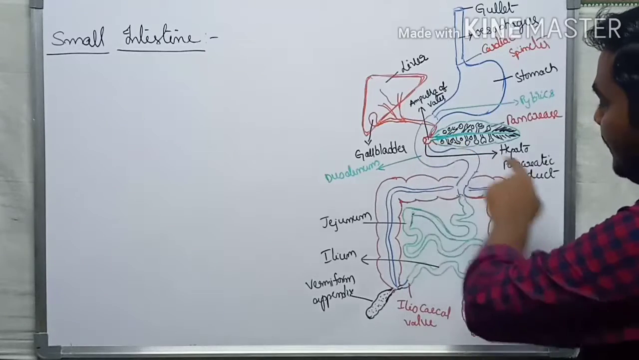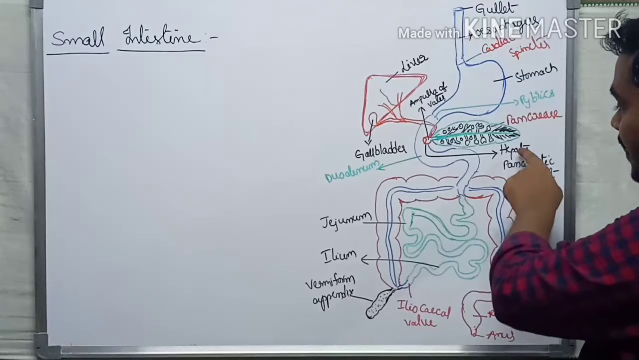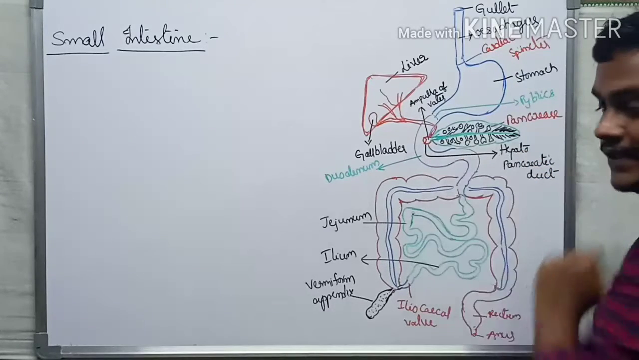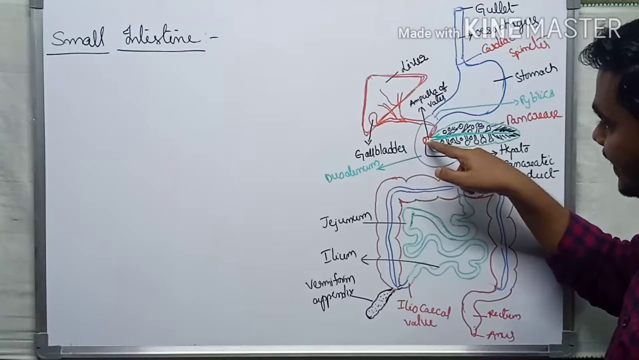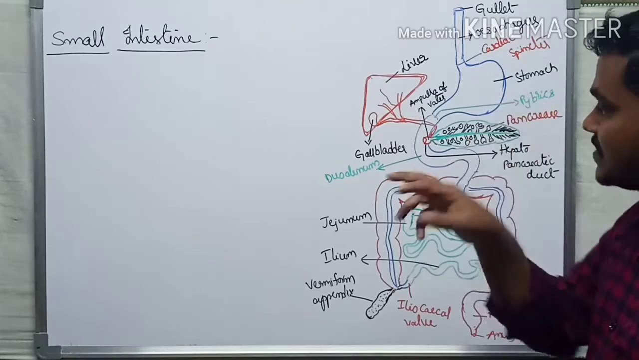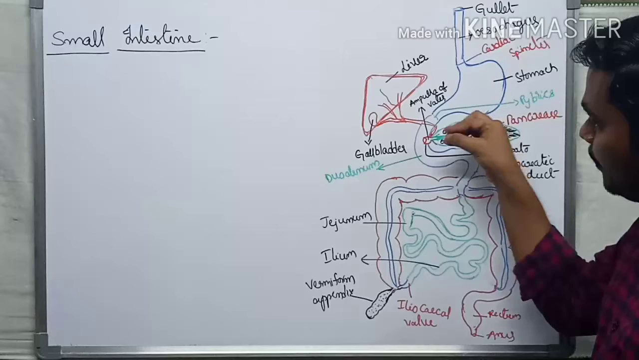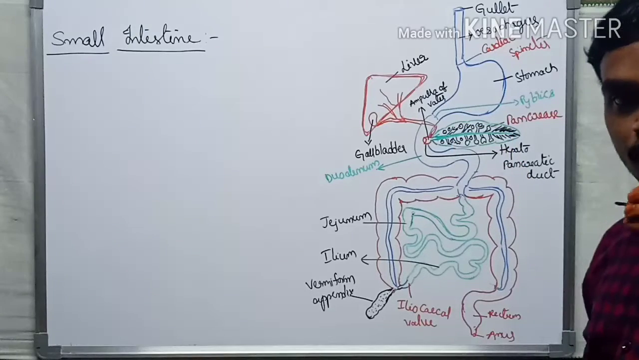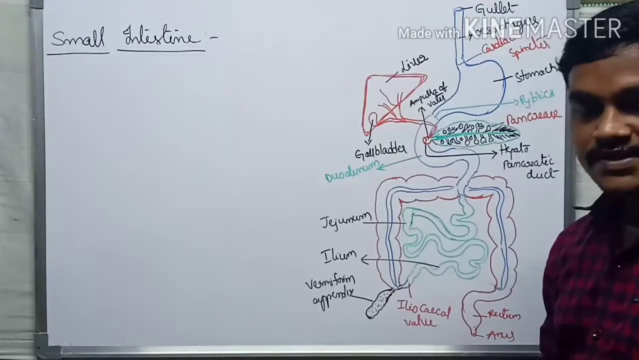Both are fused to form the hepato-pancreatic duct, that means hepatic duct and pancreatic duct. The hepato-pancreatic duct is formed here. In the duodenal region, the anterior end of the hepato-pancreatic duct somewhat bulges. That swelling part is called the ampulla of Vater. These also open into the small intestinal starting point, that is the duodenum. So let's see the small intestine parts and the cells.